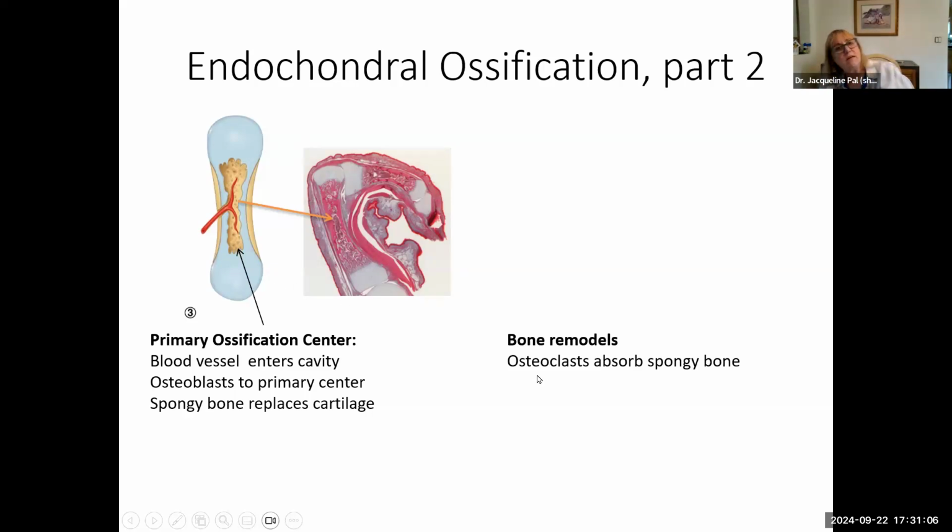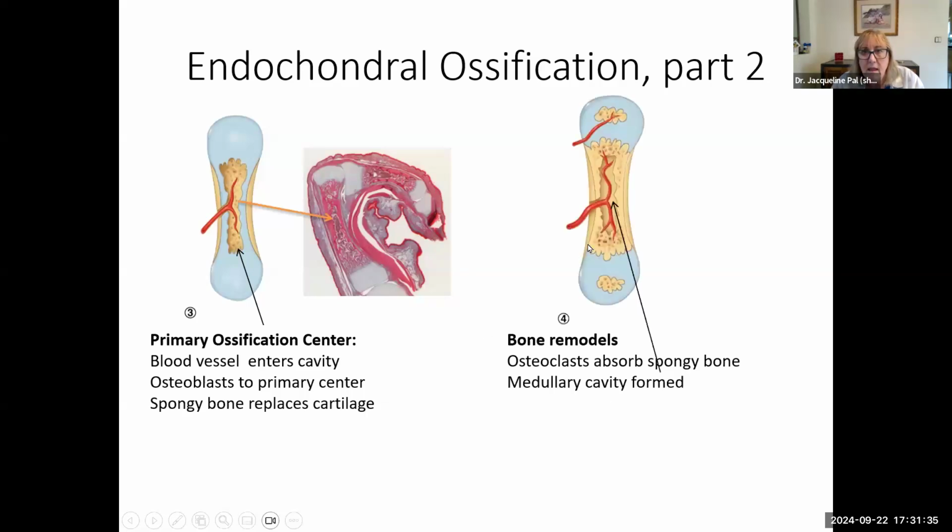Okay. Then what's going to happen? The osteoclasts are going to come in because bone is remodeling 24/7 your entire life. We are never happy with just laying down bone, because if we lay down bone and we don't do anything to it, it becomes very brittle and weak and it will fracture. So we're constantly remodeling our bone and laying down new bone. And so the osteoclasts are going to come in and they are going to absorb the spongy bone.